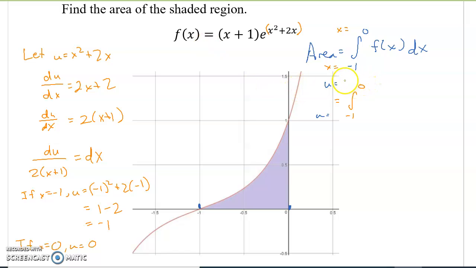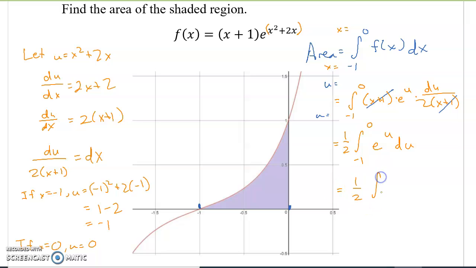All right, so f of x is x plus 1 times e to the u. And dx is the same thing as du over 2 times x plus 1. So the x plus 1s, which were causing us a bit of a headache, are gone, so we're good with that. So we have this new integral. We can factor out the 1/2, so let's do that. And the only thing that's left is our familiar e to the u du. And when we integrate that, we get e to the u.